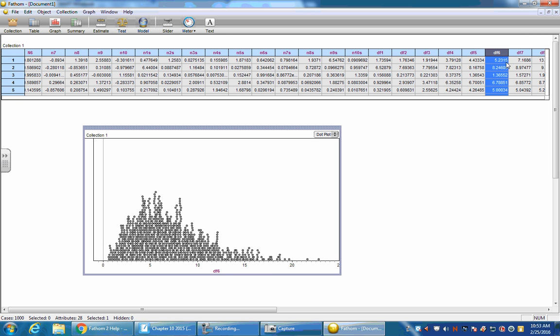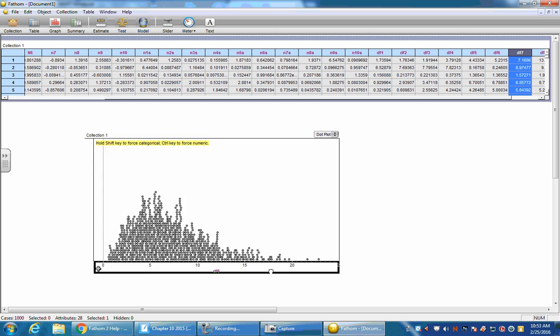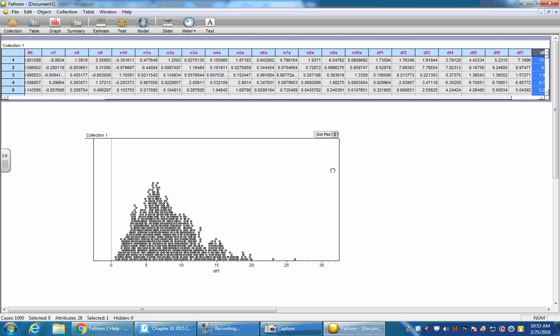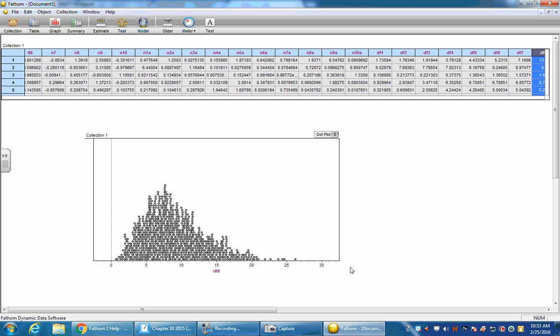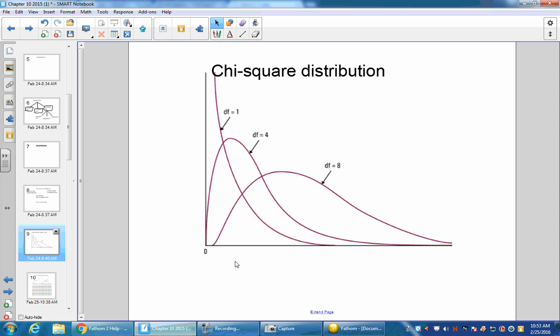Now we're at degree of freedom 6, degree of freedom 7, here's degree of freedom 8, and you can see the distribution is still skewed to the right. It's just not as skewed as the first distribution. So that's what the distribution looks like for a chi-square distribution.